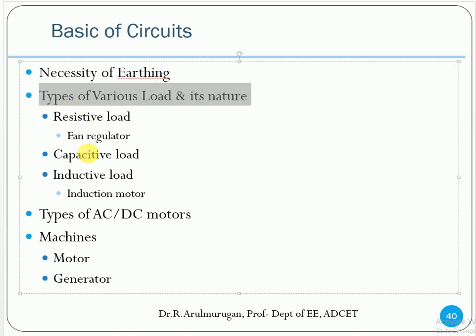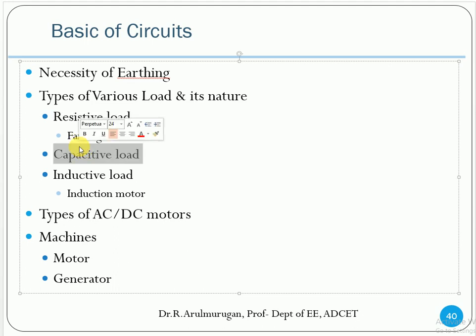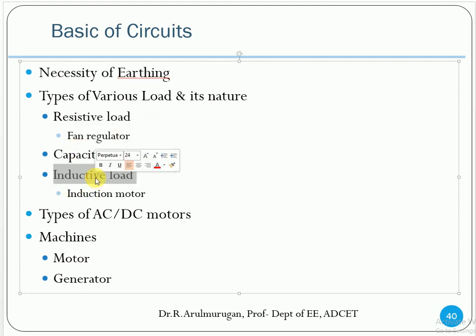Then general types of load: resistive load, capacitive load, inductive load. Resistive load, for example, the fan regulator. Capacitive load: capacitance is used in the fan condenser. What is the use of that? It helps increase the speed of the motor. Inductive load is a choke. The electrical tube light choke is called an inductive load.